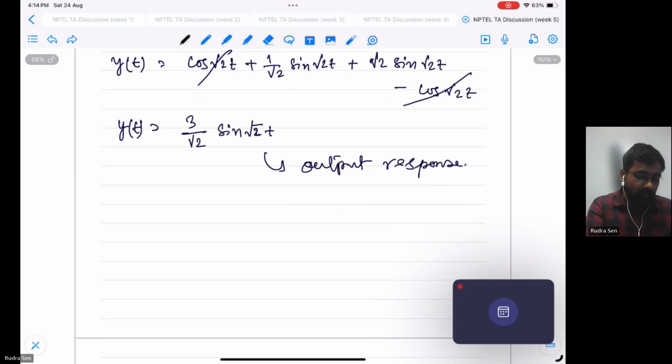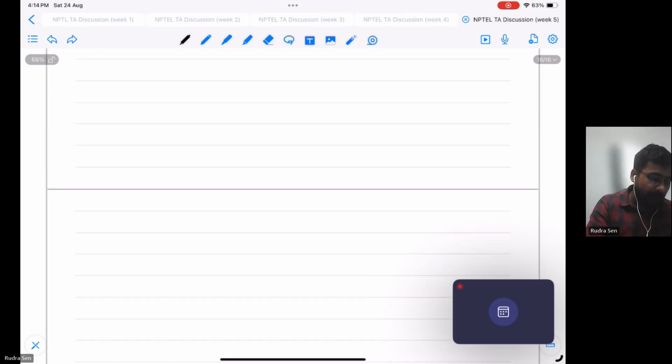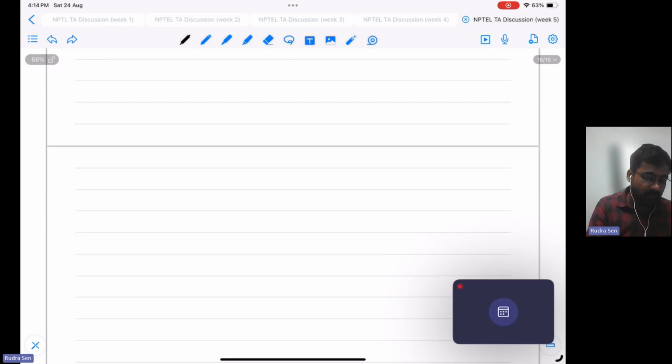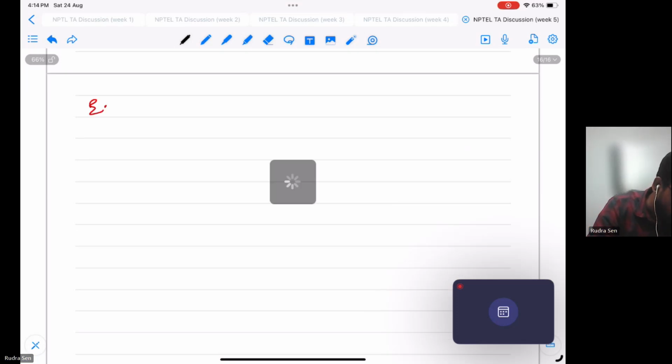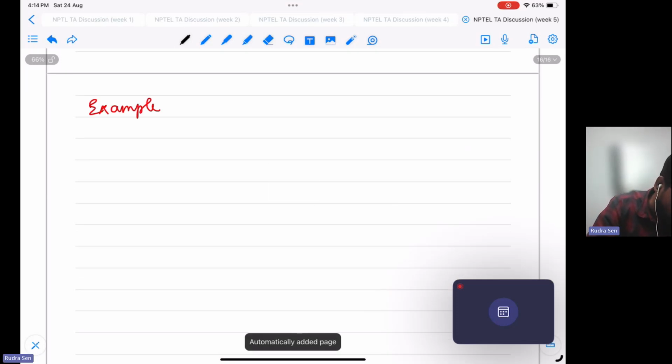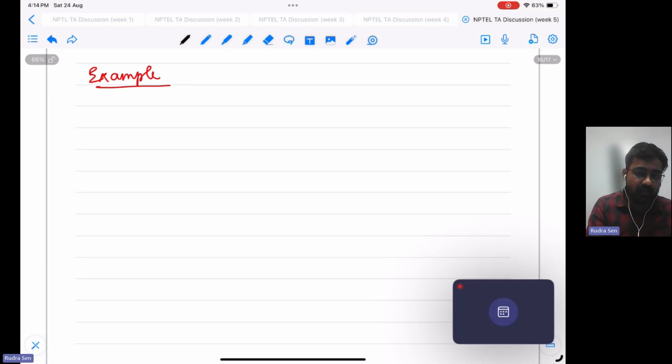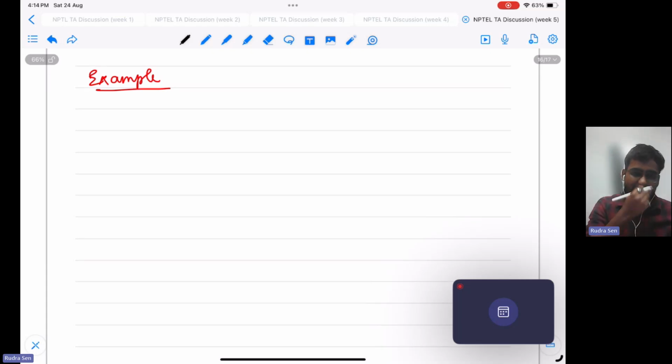Now, the next example I'm going to talk about is on a forced system. The system is given to you, and you have to find out the value. Let's start this example.